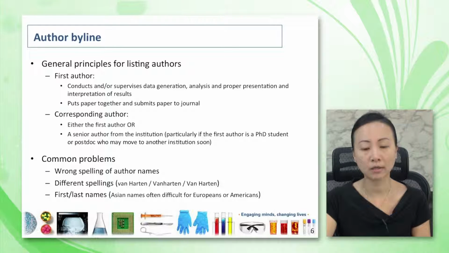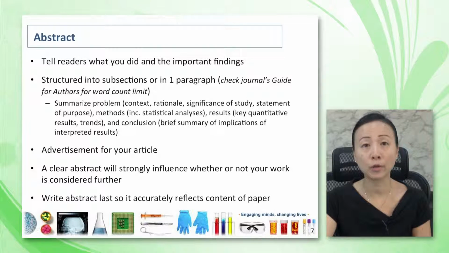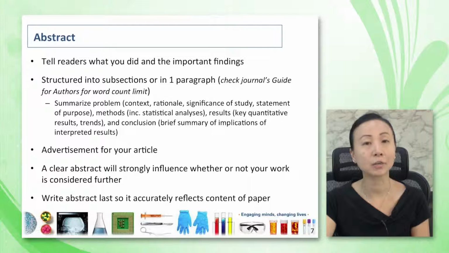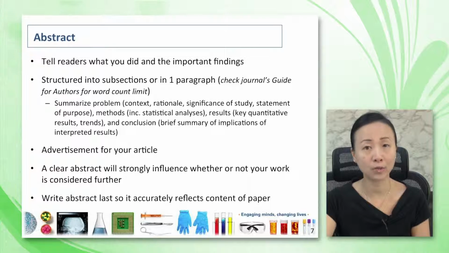After the article title, the abstract is the second most read portion of your paper. Some editors will use the quality of the abstract as a measure of whether a paper even merits peer review. The purpose of the abstract is to tell readers what you did and the important findings. Depending on the journal's requirements, the abstract should be structured into subsections with subsection headings, or just be in one single paragraph with no subsection headings. Again, check the Guide for Authors for the specific instructions.